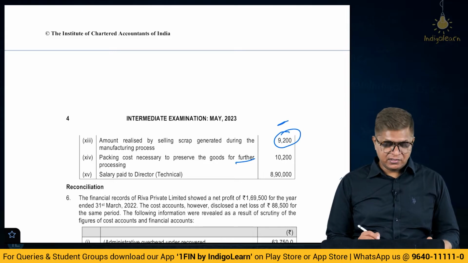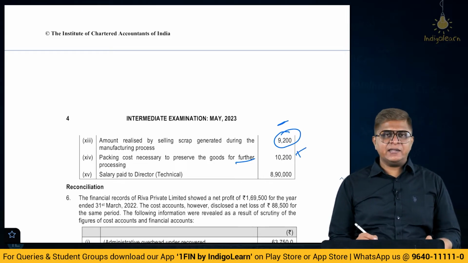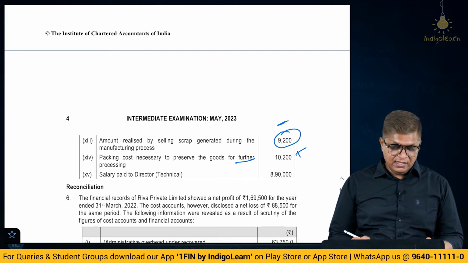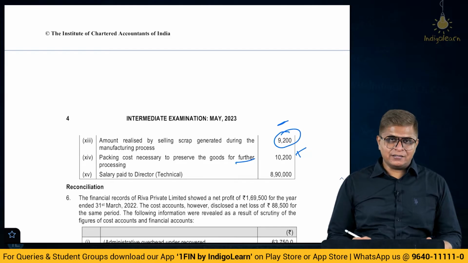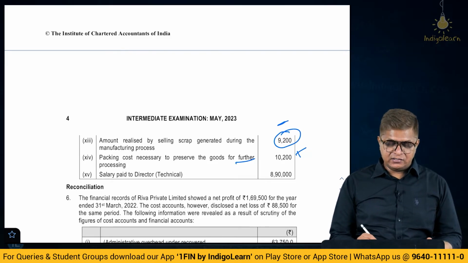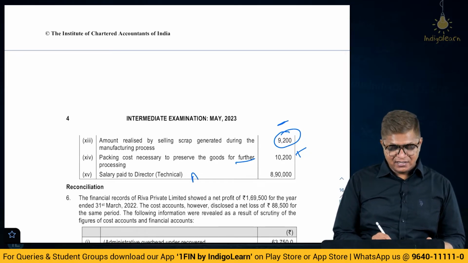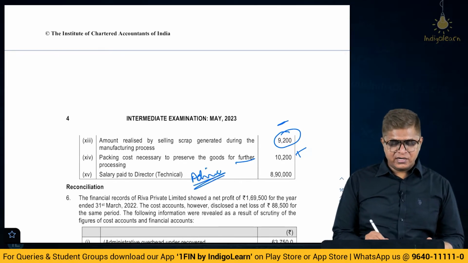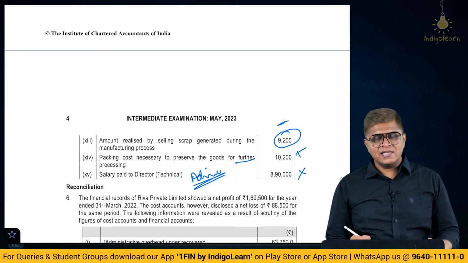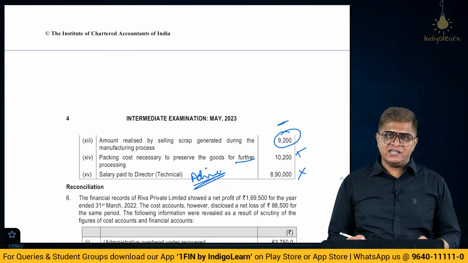It is related to the manufacturing process only. So we will add this. If it was secondary packaging, we would have taken it to selling and distribution cost. Salary paid to director technical 8,90,000. Now the salary paid to directors is an administrative cost and is not going to get included in our cost sheet. So having discussed these points, let's quickly run through the cost sheet that they have given.